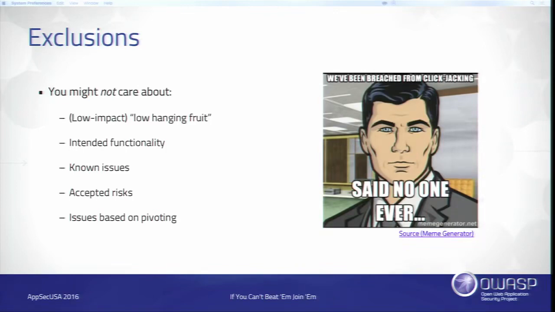So things that you might not care about, and this is not an exhaustive list by any means, but these are some things to start thinking about when building your list of exclusions. So low impact, low hanging fruit is a really common one. The poster child for this is typically clickjacking. Do you care about clickjacking or do you not care about clickjacking?